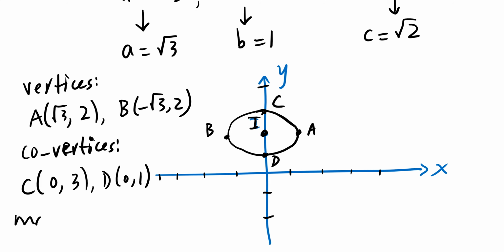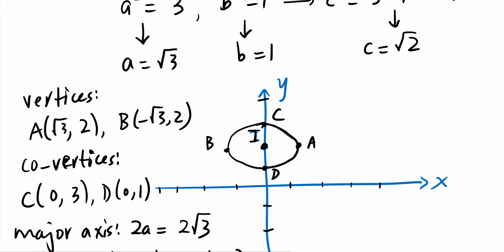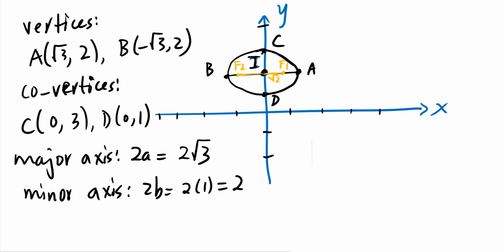The major axis has a length 2a, which is 2 square root of 3. The minor axis has a length of 2b, 2 times 1, which is 2. And what is c here? C is the distance from the center to a focus. Whatever we pick here, that's F1, that's F2, that's c, from here to here or from here to here, square root of 2. So then that will give me the foci.